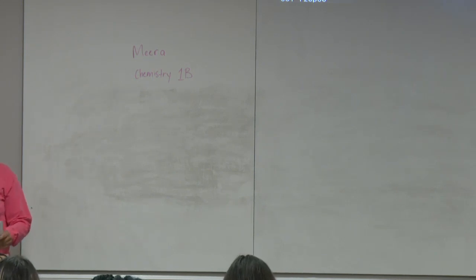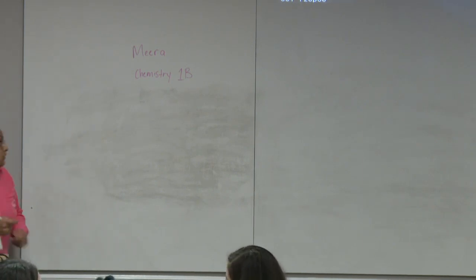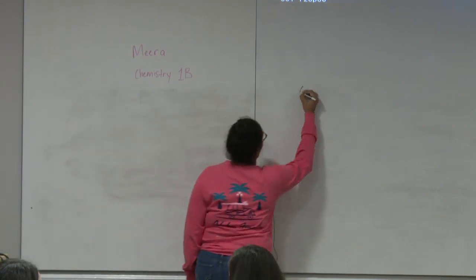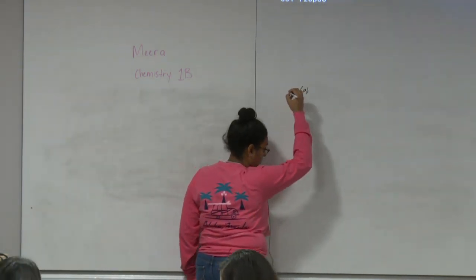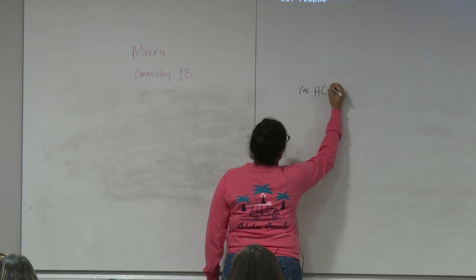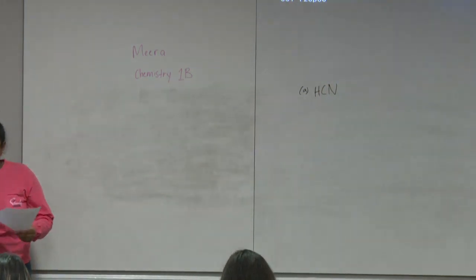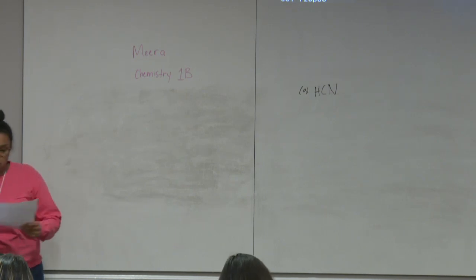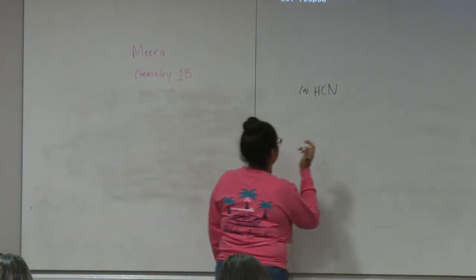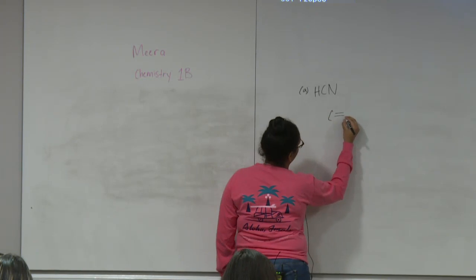All right, so this one is a formal charge question. The first one asks for the formal charge of HCN. So here's where we want to draw our Lewis structures again. We already drew this one before.